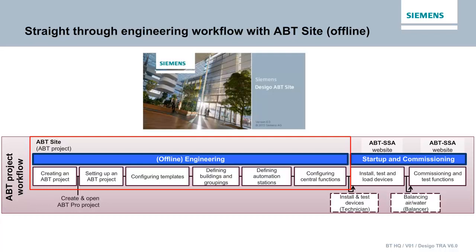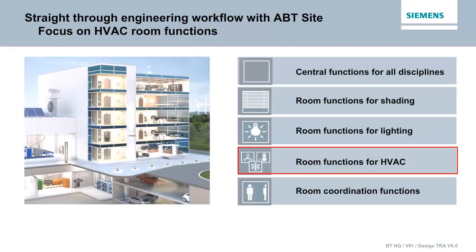Before you can start, make sure that ABT Site, including application library, is installed and licensed on your computer. In this example, we are going to engineer a building with 5 floors, containing 2 different room types on preloaded DXR2 room automation stations. We focus on the HVAC room functionality.